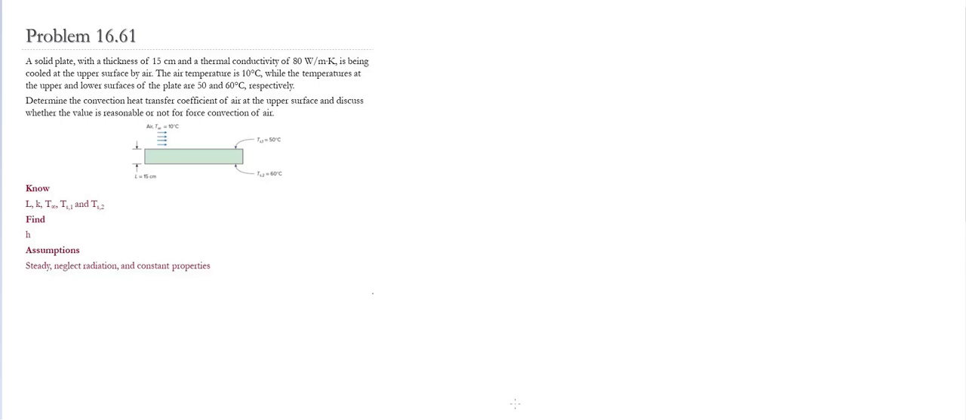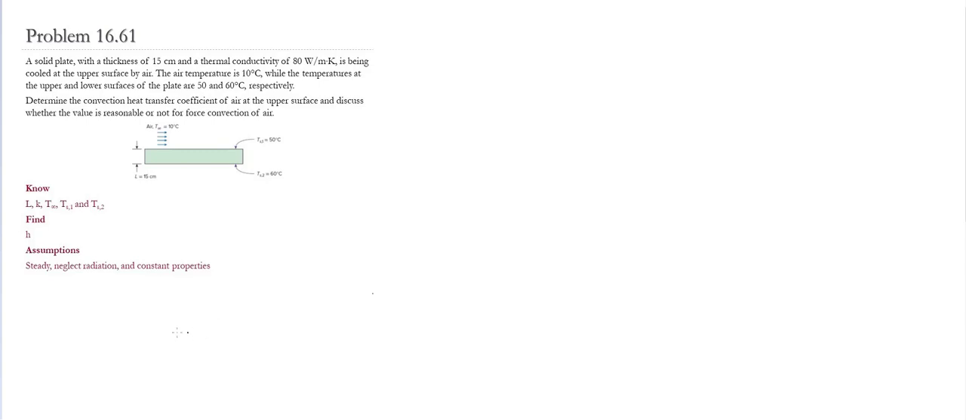Problem 16.61. In this problem, a solid plate with a thickness of 15 centimeters and a thermal conductivity of 80 watts per meter Kelvin is being cooled at the upper surface by air. The air temperature is 10 Celsius, while the temperatures of the upper and the lower surfaces are 50 and 60 Celsius respectively. Determine the convection heat transfer coefficient of the air at the upper surface and discuss whether the value is reasonable or not for forced convection of air.